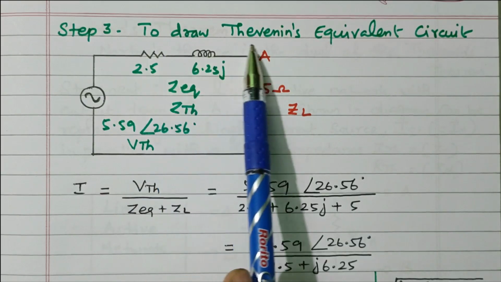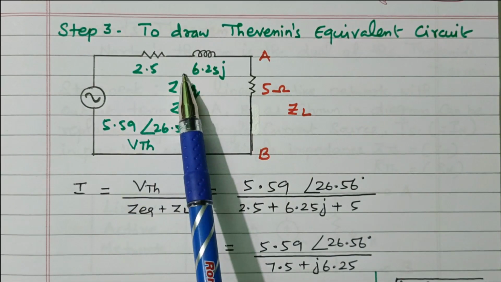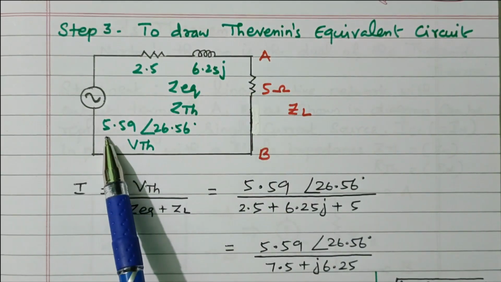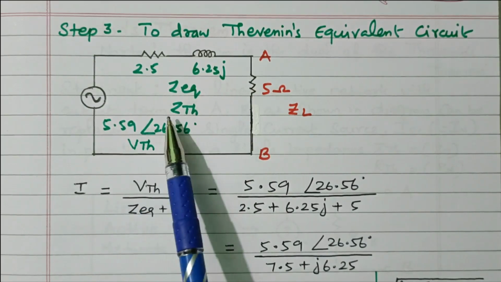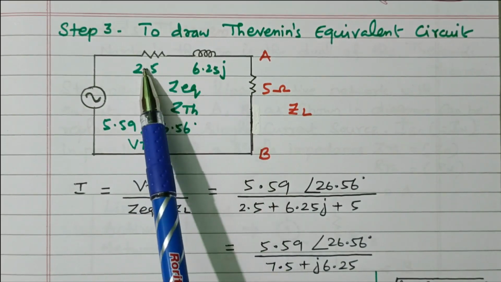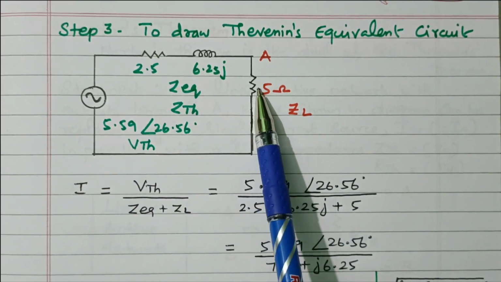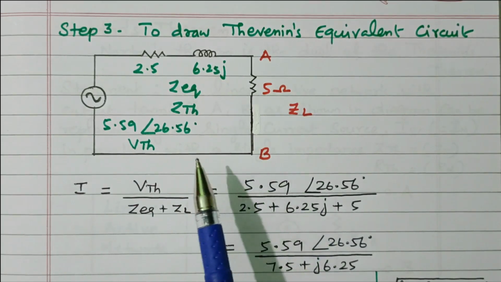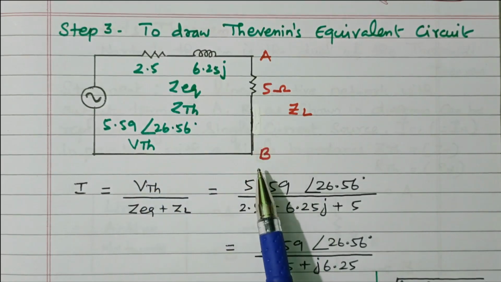So the next step is to draw the Thevenin equivalent circuit. V Thevenin in series with Z Thevenin with terminal AB, the load terminal. V Thevenin we calculated as 5.59 with angle 26.56 volts. Z Thevenin we just now calculated as 2.5 plus J6.25. So 2.5 is a resistor, 6.25 is an inductor. Then the load terminal, 5 ohm ZL, terminal AB. Now the complicated circuit is simplified, with V Thevenin connected in series with Z Thevenin and the load terminal.